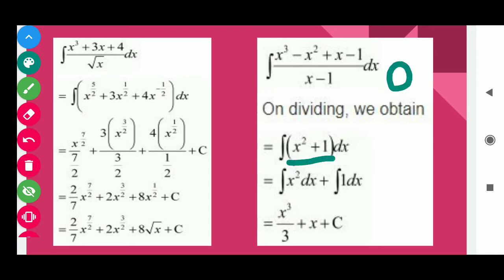So students, if the remainder comes as some expression, suppose our remainder is x plus 1, then we will write x plus 1 divided by x minus 1. But here our remainder is 0, therefore we will write only the quotient, x squared plus 1. And integration of x squared is x cube over 3, and integration of 1 is only x, and here plus c is some constant.